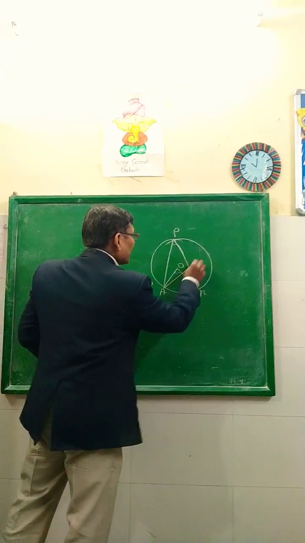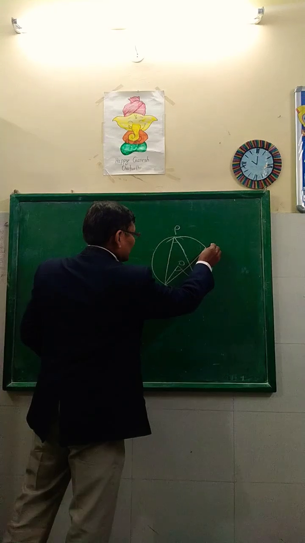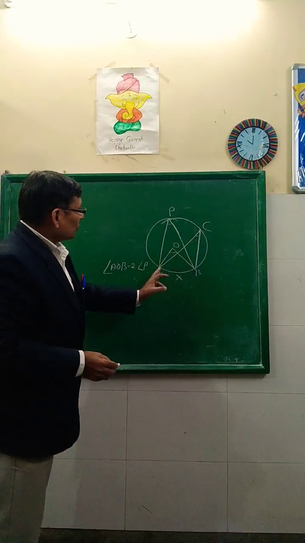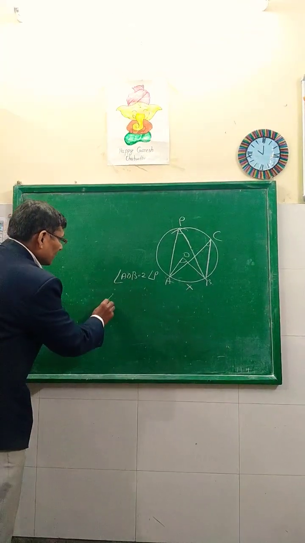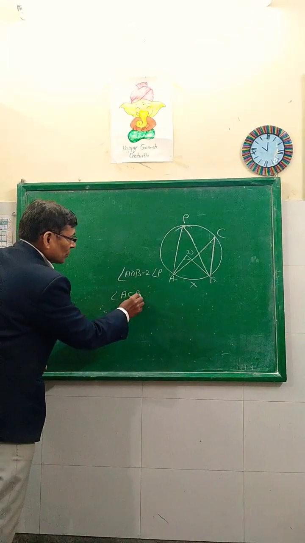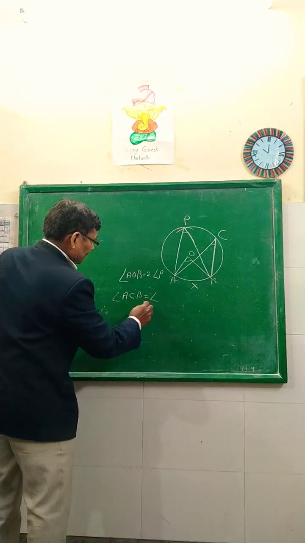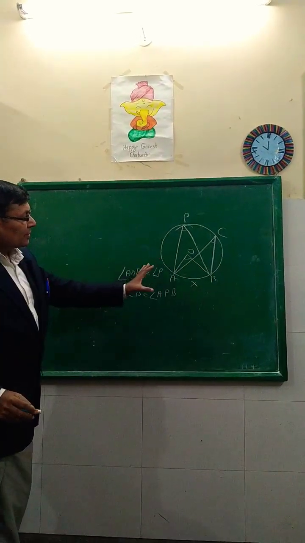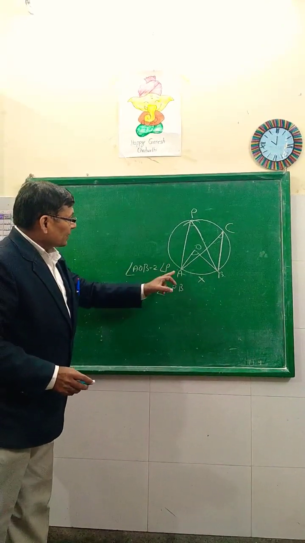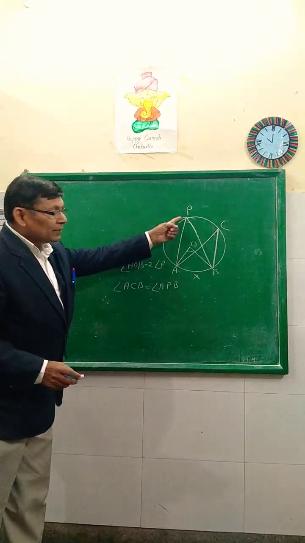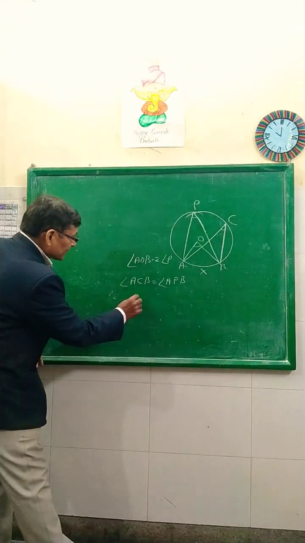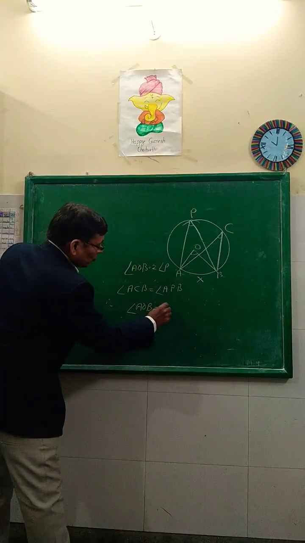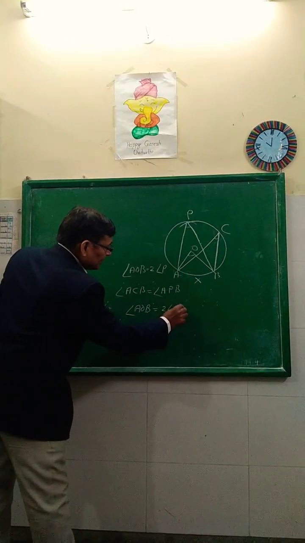And if other angles are here, in that case, this is the angle C. So angle ACB is equal to angle APB. Right? This is the relation. So angle AOB is equal to twice angle P, and in this way we can say angle AOB is equal to twice angle ACB.